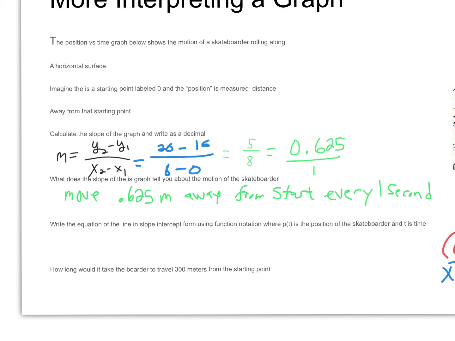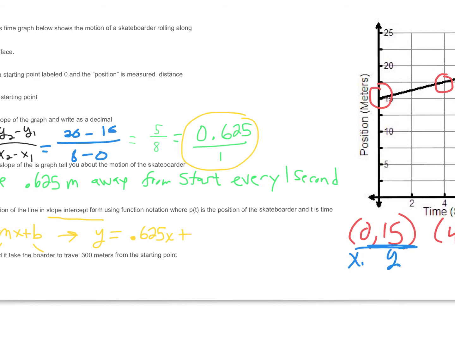Now it says, write the equation of the line in y-intercept or slope-intercept form using function notation. So let's start with slope-intercept form. Remember, that's y equals mx plus b, where m is your slope and b is your y-intercept. Let's start by filling in what we know. We know the slope is this. y equals 0.625x plus, now my y-intercept, where does my graph meet the y-axis? It is right here at 15, so plus 15.